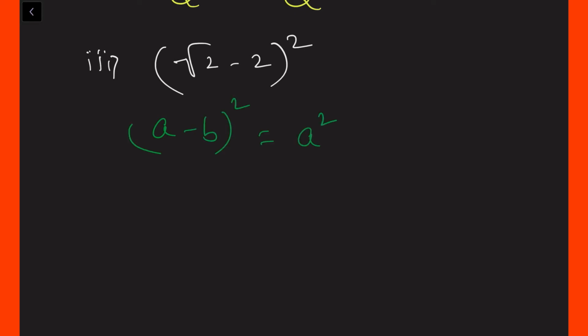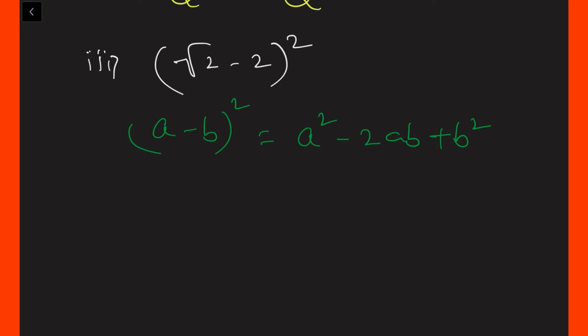The question is (√2 − 2)². Now the given question is in the form of (a − b)². So (a − b)² is nothing but a² − 2ab + b².